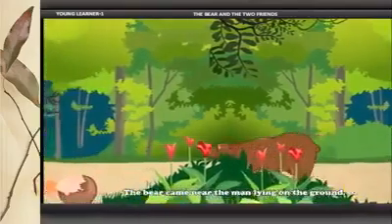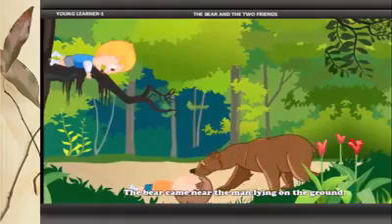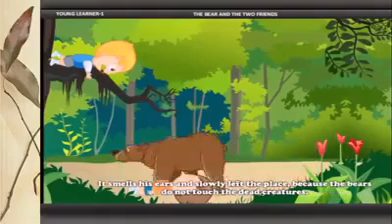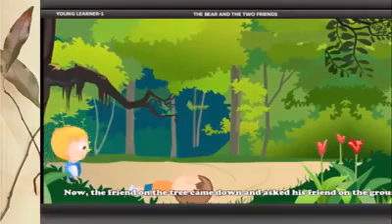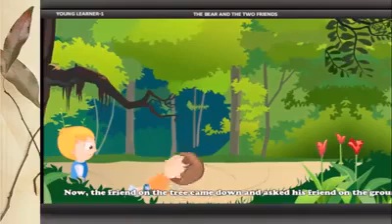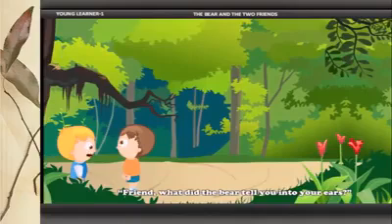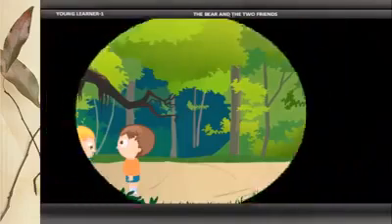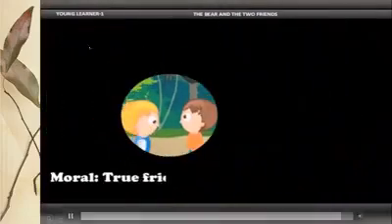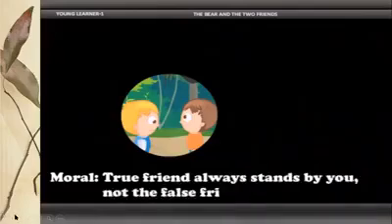The bear came near the man lying on the ground. It smelt his ears and slowly left the place. Because the bears do not touch the dead creatures. Now the friend on the tree came down and asked his friend on the ground, "Friend, what did the bear tell you into your ears?" The other friend replied, "The bear advised me not to believe in a false friend." Moral: true friend always stands by you, not the false friend.